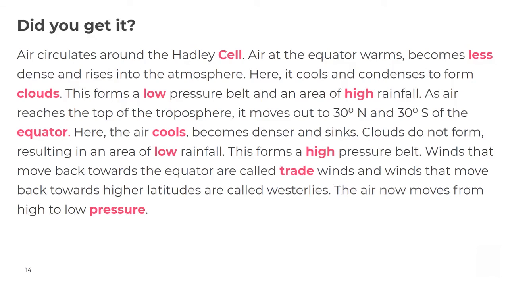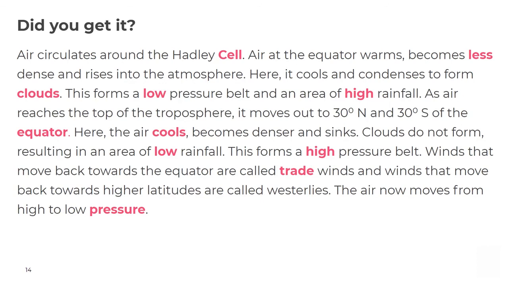As air reaches the top of the troposphere, it moves out to 30 degrees north and 30 degrees south of the equator. Here, the air cools, becomes denser, and sinks. Clouds do not form, resulting in an area of low rainfall. This forms a high pressure belt. Winds that move back towards the equator are called trade winds, and winds that move back towards higher latitudes are called westerlies. The air now moves from high to low pressure.